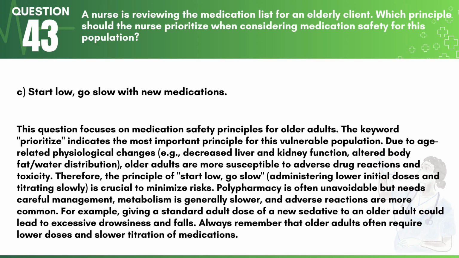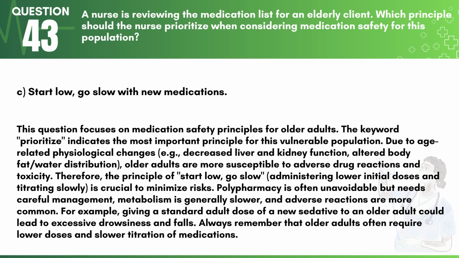Answer: C. Start low, go slow with new medications. This question focuses on medication safety principles for older adults. The keyword, prioritize, indicates the most important principle for this vulnerable population. Due to age-related physiological changes, for example decreased liver and kidney function and altered body fat/water distribution, older adults are more susceptible to adverse drug reactions and toxicity. Therefore, the principle of start low, go slow, administering lower initial doses and titrating slowly, is crucial to minimize risks.